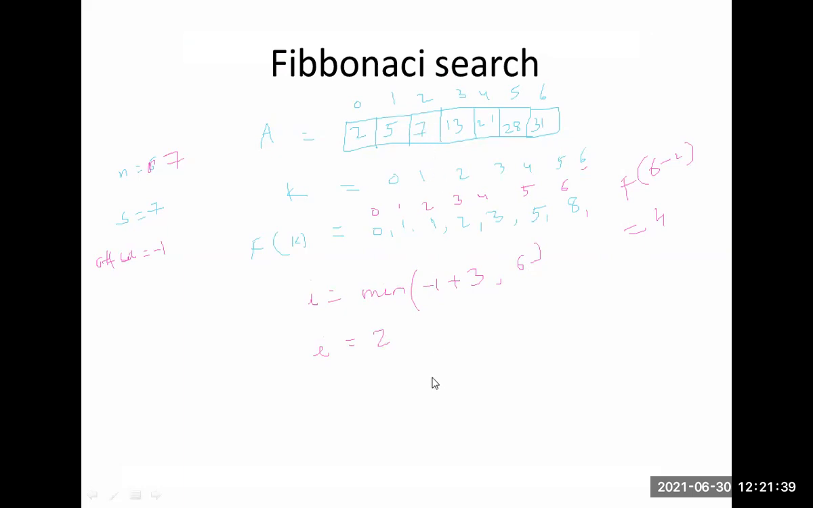So here A of 2, what is this? The next condition is s equal to A of i. So the s value is 7, and A of i means here the i value is 2. So A of 2, the data is 7. So what we get is the value 7. So the element is found. Okay. i equal to 2 means the searching element is found here.